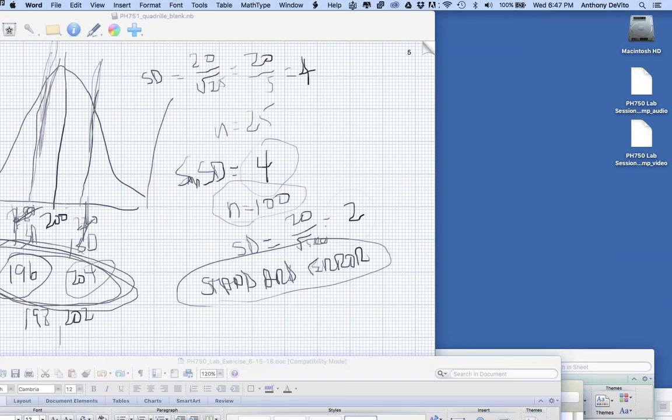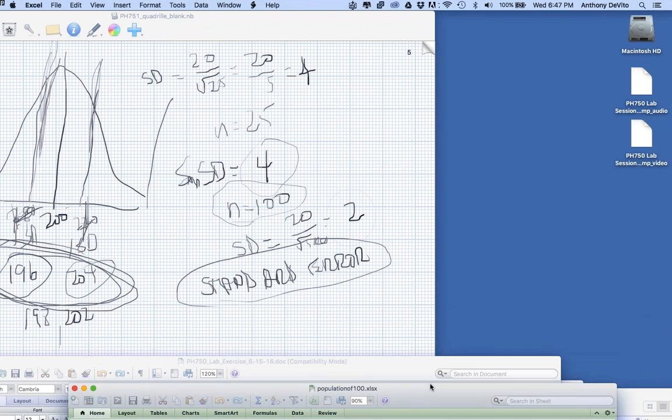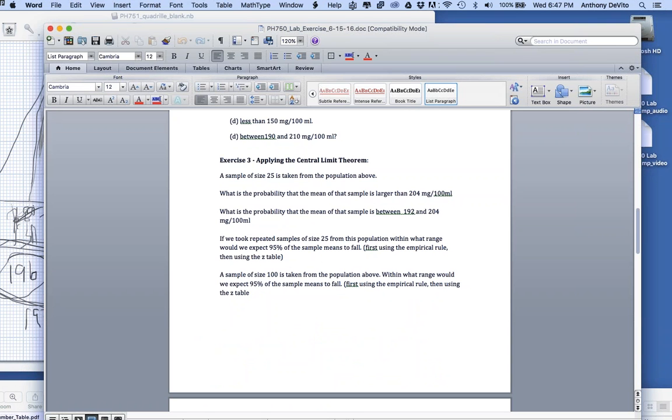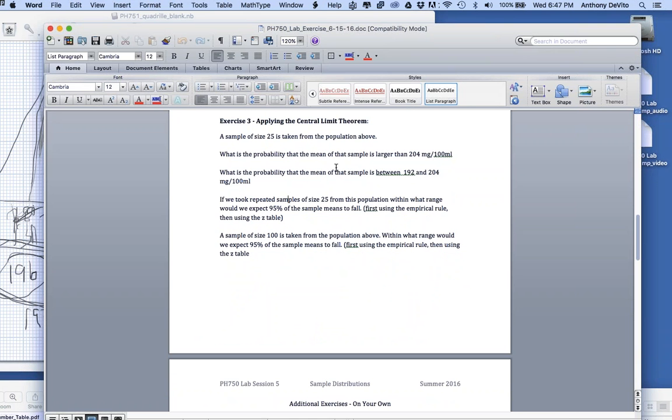Except now we know it's called the standard error. Okay, and this is going to become a little bit clearer now why this is so valuable to us in pretty short order. So, what's the probability that the mean of the sample is between 192 and 204?